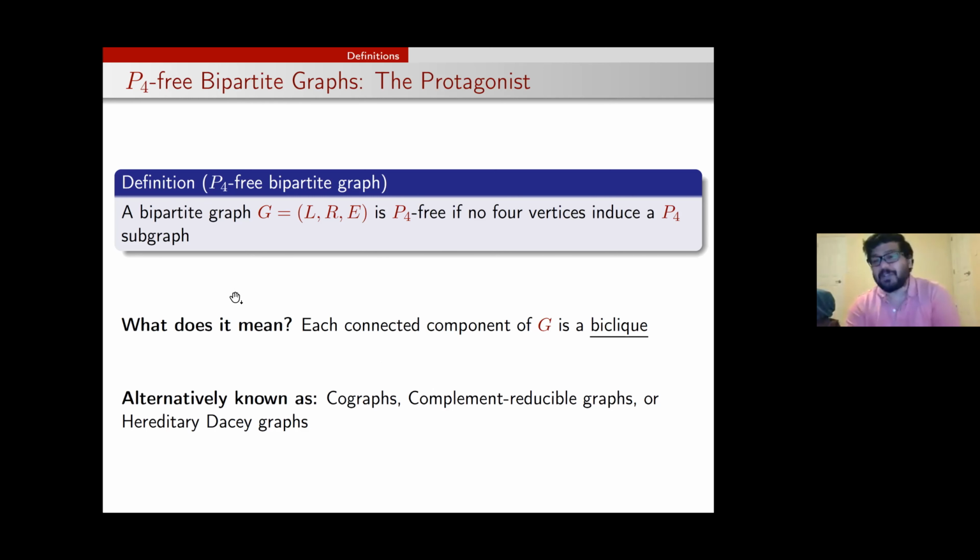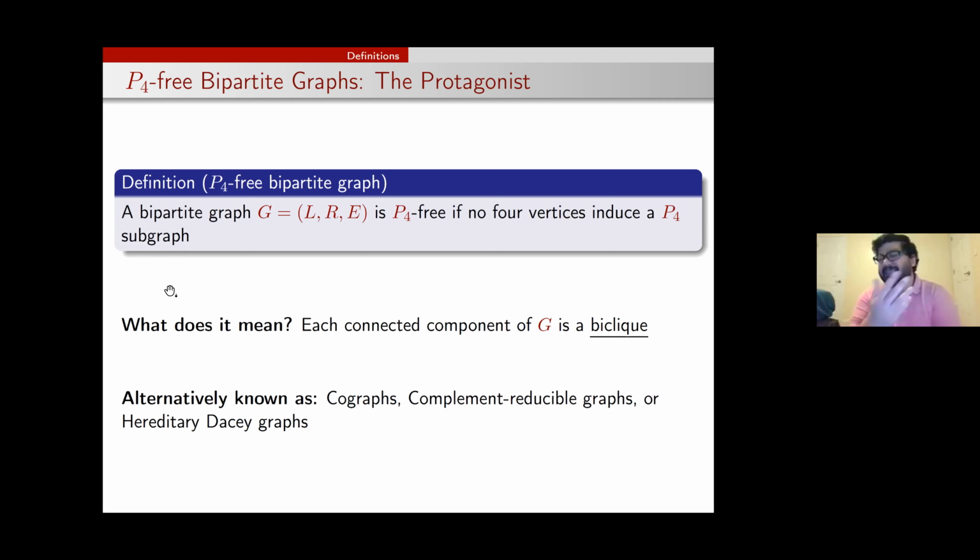What it actually means is that a P4-free graph is a graph in which each connected component is a biclique. This class of graphs has been very widely studied in mathematics since the 70s under various different names. I have chosen the name P4-free just because it's descriptive of the property, rather than the other names written here, which describe how the graph was generated. There's a difference between these two stories, and that's why we have gone for the name P4-free.